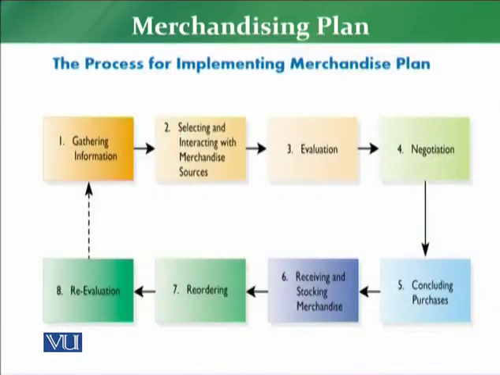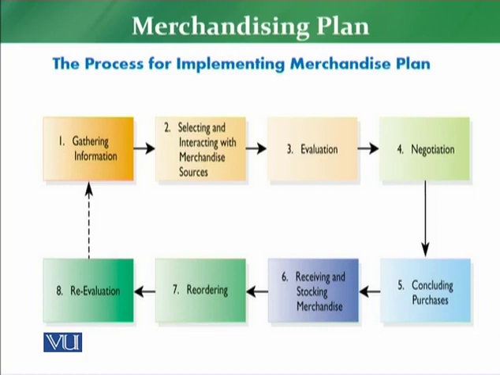So this process of implementing the merchandising plan has the first step, which is gathering the information. Before making any plan, the retailer has to gather some information, and then after gathering this information, he needs to select and interact with the merchandising sources. Moving to the third step, he will evaluate all these things. After evaluation, the stage of negotiation will come. Negotiation with the suppliers, for example, if it is XYZ product, you are going to negotiate with it.